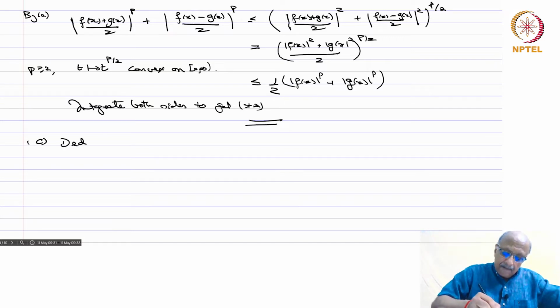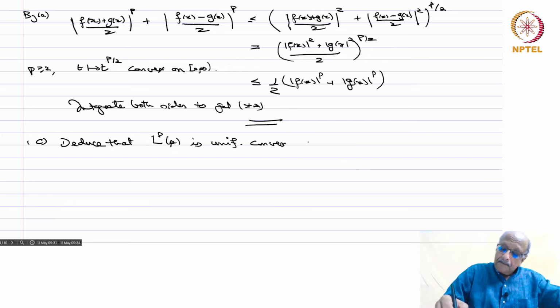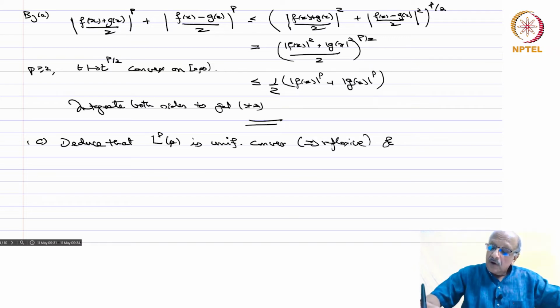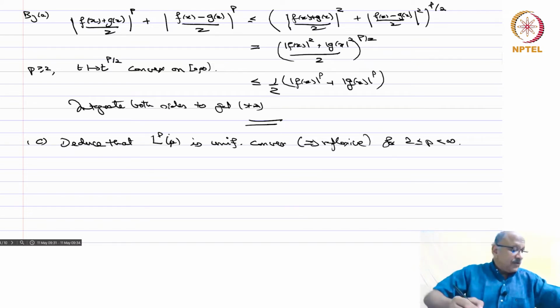Deduce that L^p(mu) is uniformly convex, and as I said, this implies reflexive for 2 ≤ p < infinity.